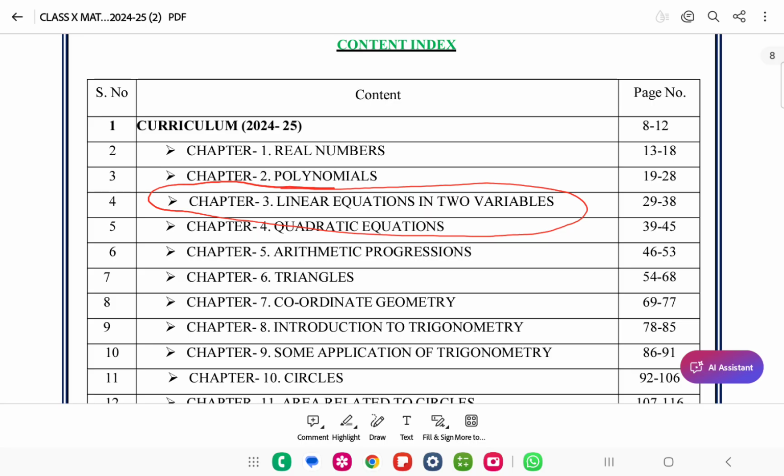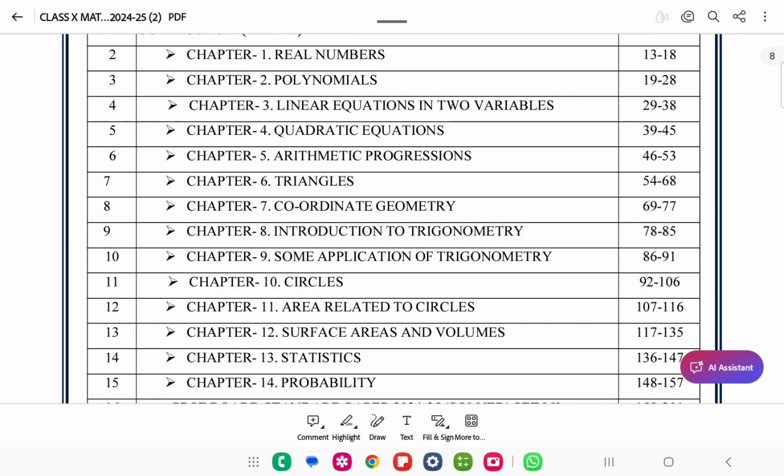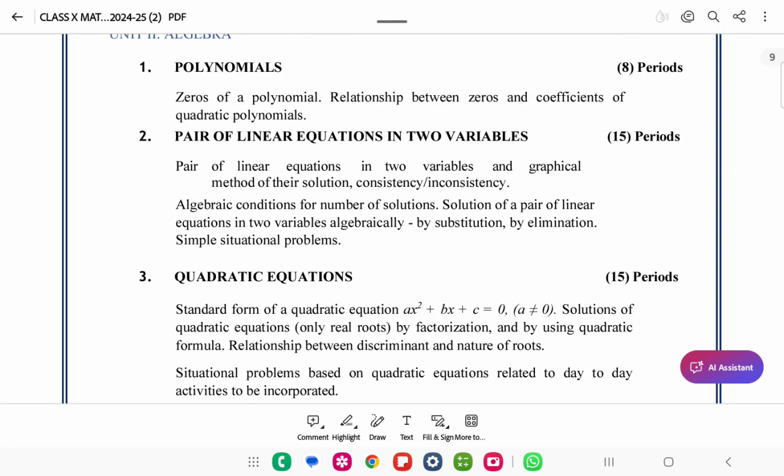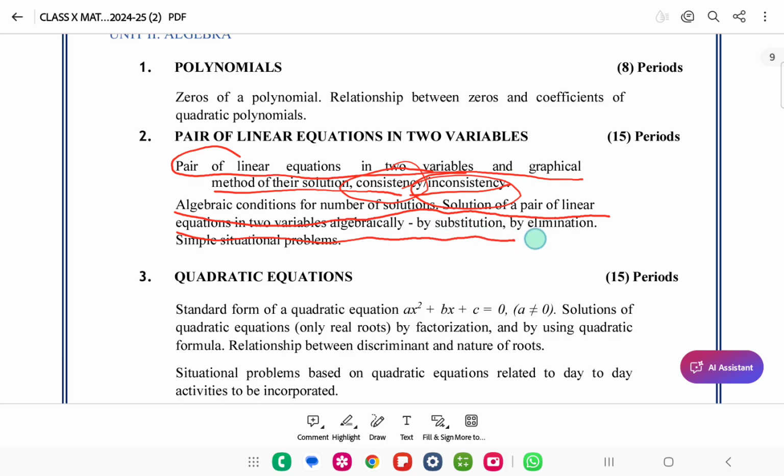Today in this section we will go for linear equation in two variables. In pair of linear equations in two variables, you will study the pair of linear equations in two variables and the graphical method, their solution, consistency and inconsistency. Is it true or false? That one question will be there. And algebraic conditions for the number of solutions of a pair of linear equations in two variables, algebraically by the substitution method, elimination method and simple situational problems.